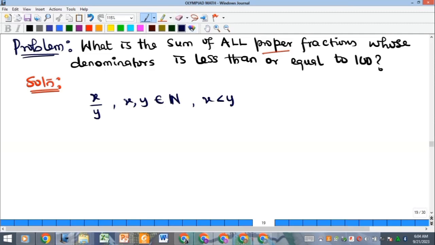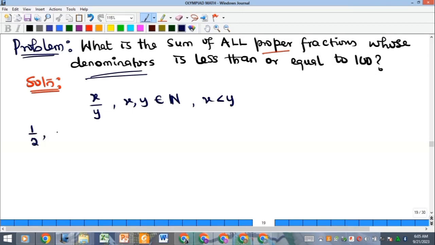So the question is asking us to get the sum of all the possible proper fractions with denominators less than or equal to 100. So how are we going to get that? It's important that we note the fractions are going to look like this. The first is fractions with denominator 2, and the only proper one there is a half.